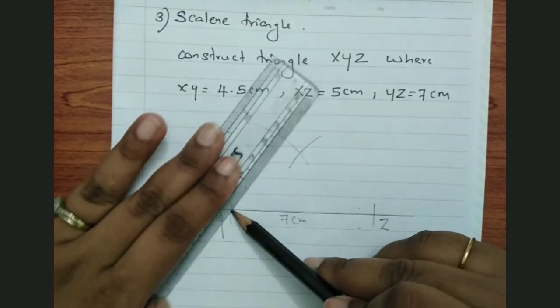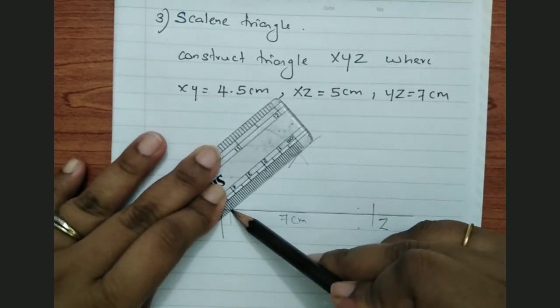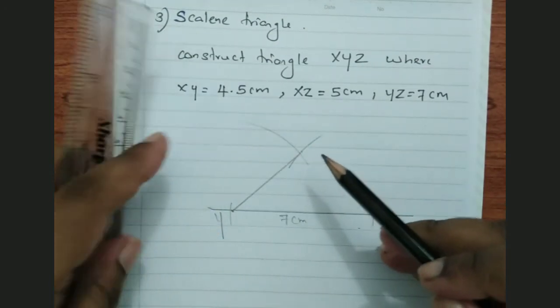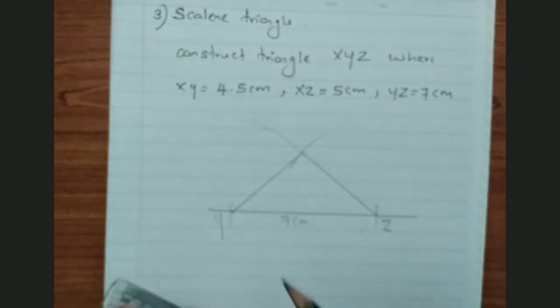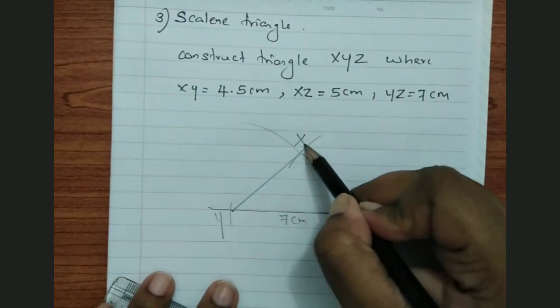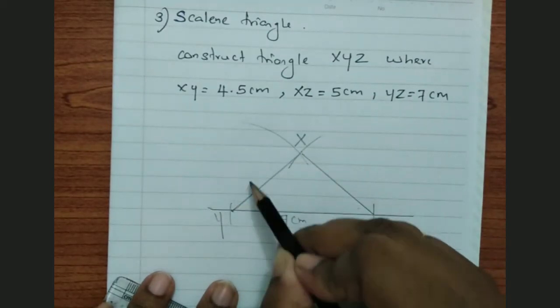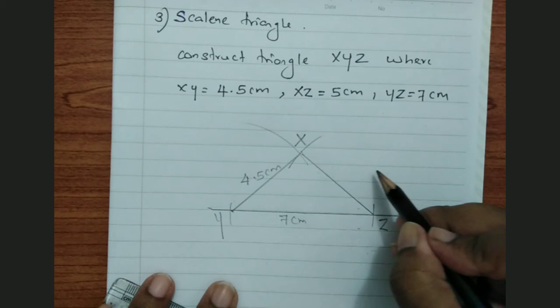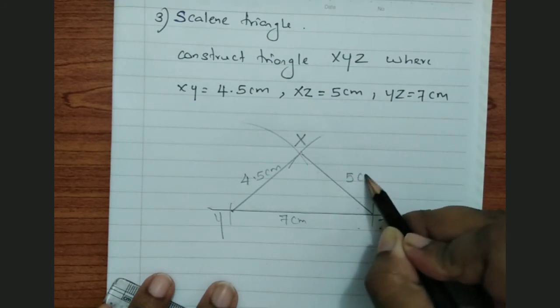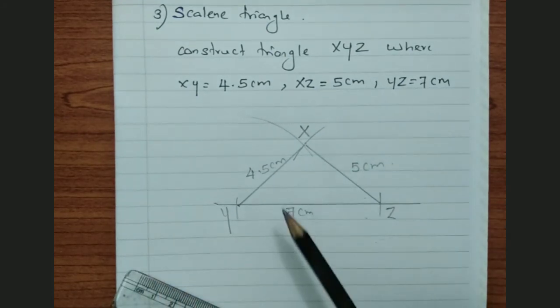Am I right? So let's join all 3 points now. So as you know, this is your X. XY is 4.5 centimeters. This is 5 centimeters. So this is a scalene triangle.